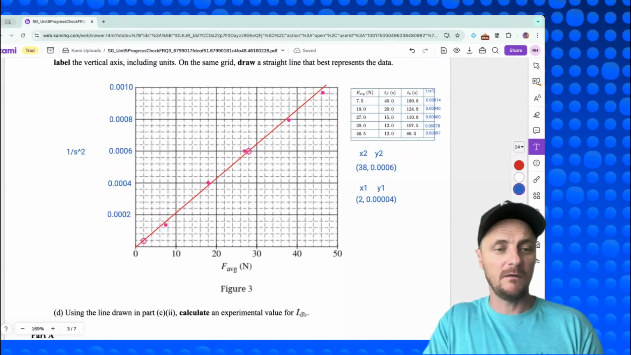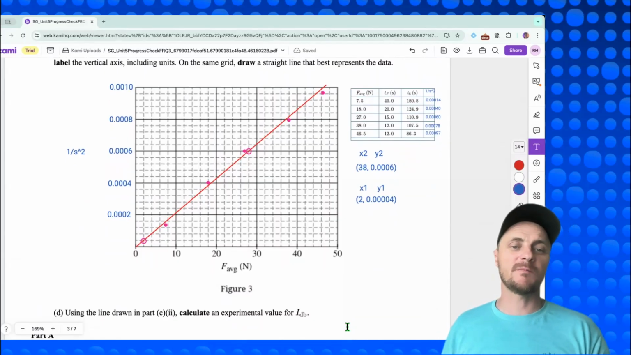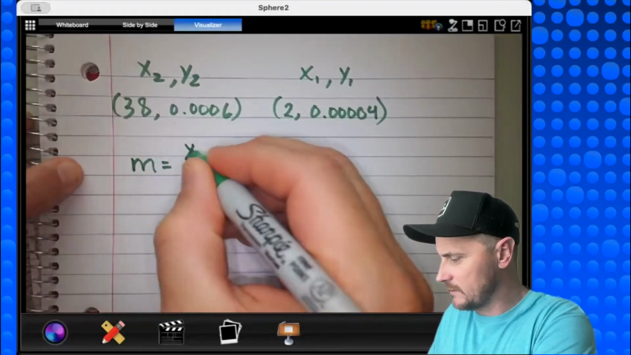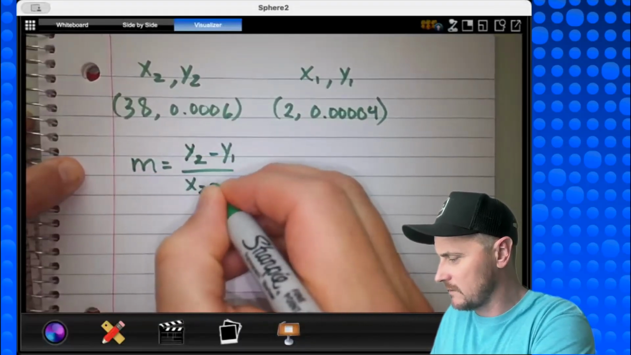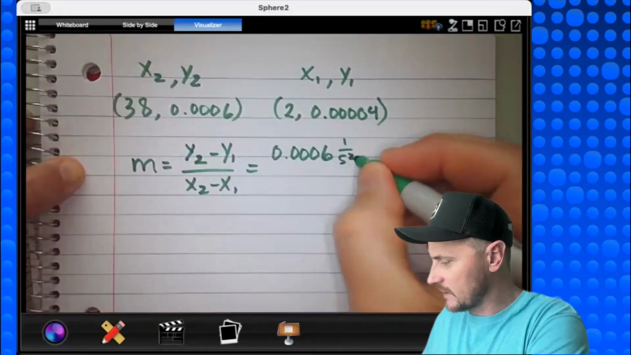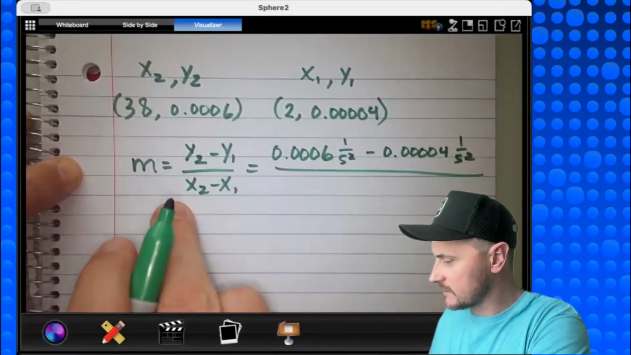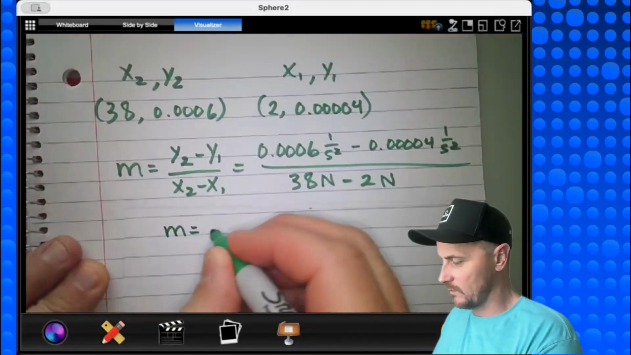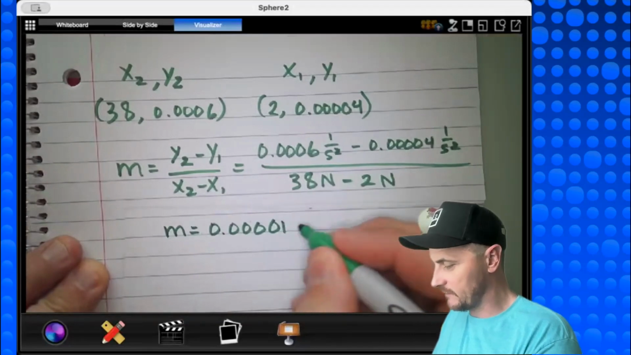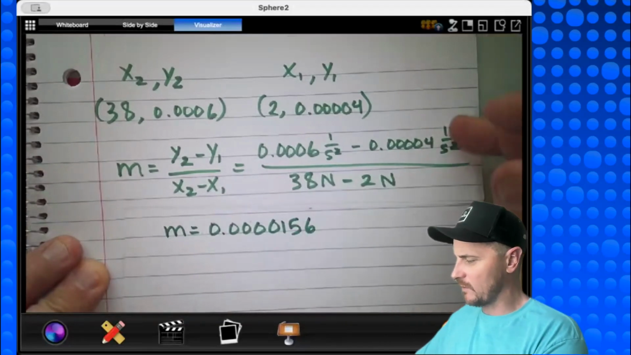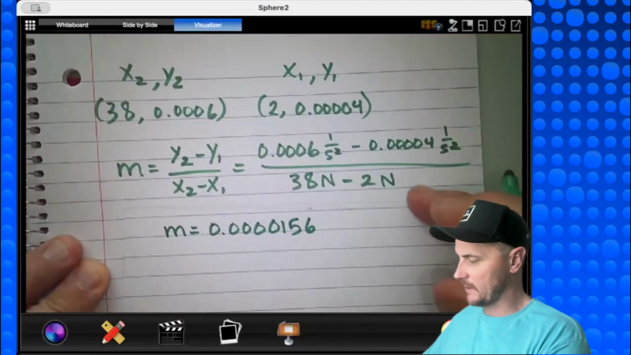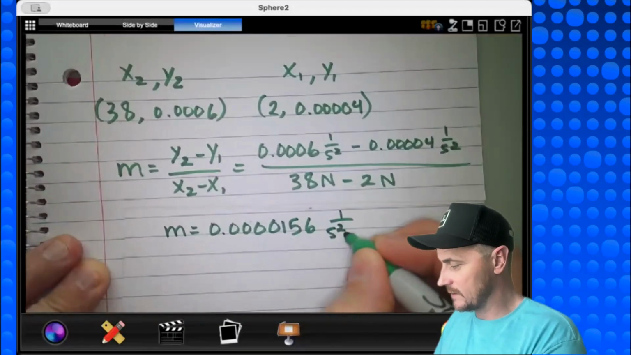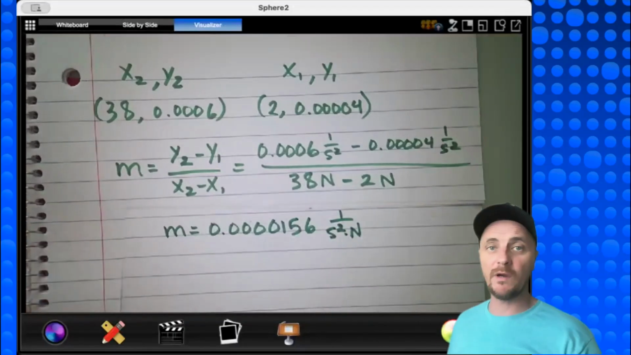I'm going on to part D. Using the line drawn in part C2, calculate an experimental value for IDB. So first and foremost, I'm going to find my slope, which is equal to y2 minus y1 over x2 minus x1. And I would have, remember, this is 1 over second squared minus all over x2 newtons minus 2 newtons. And from this math, we get a really small answer. Yes, we should probably use scientific notation at this point, but whatever. So I'd have 1 over second squared over newtons, and I could multiply top and bottom by 1 over newtons. I would get this: 1 over second squared times newtons. That is my unit for this weird slope that we have.